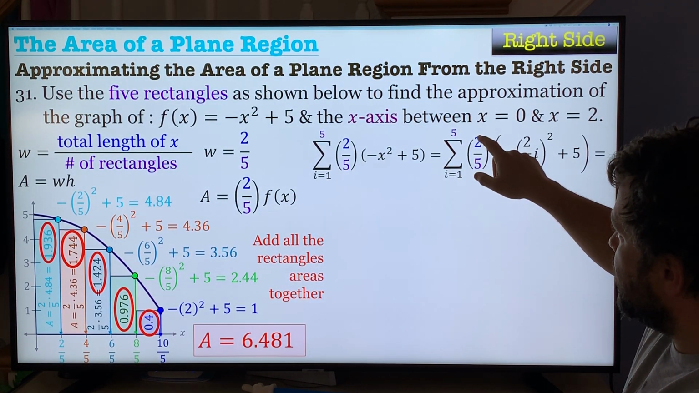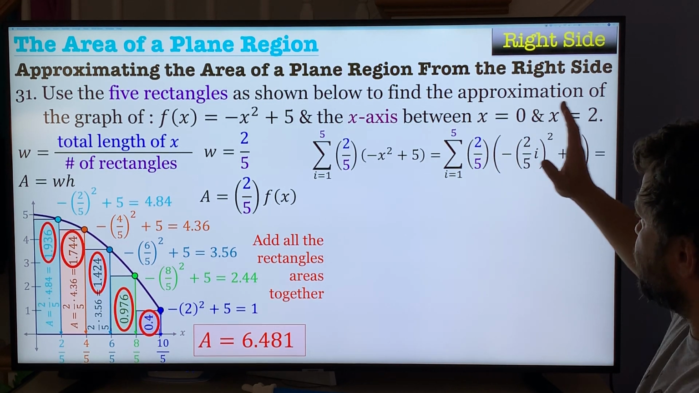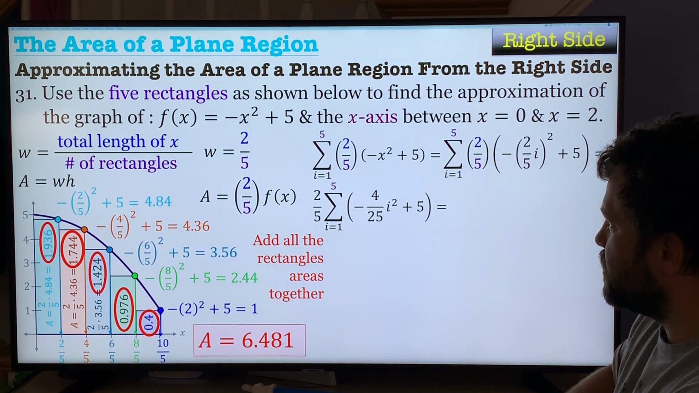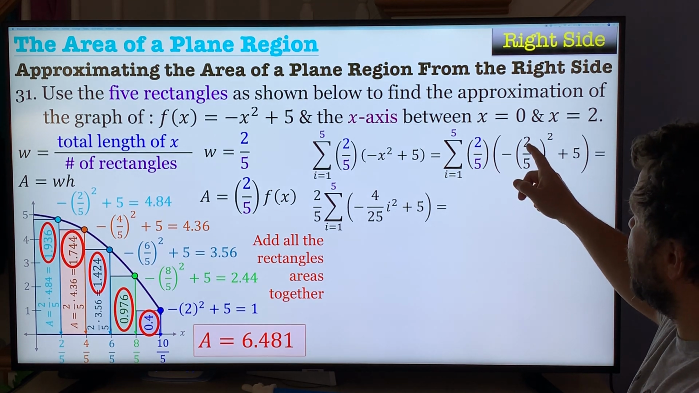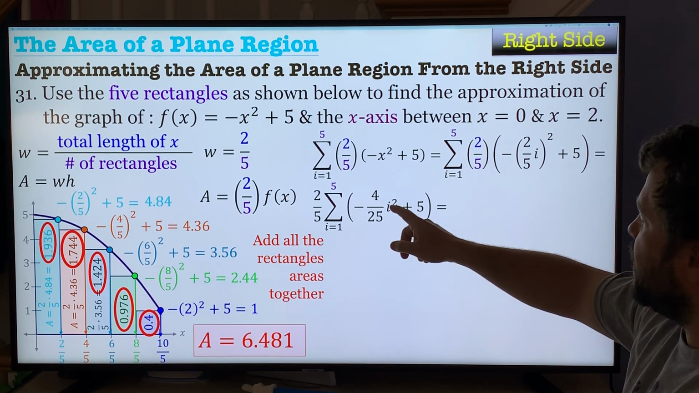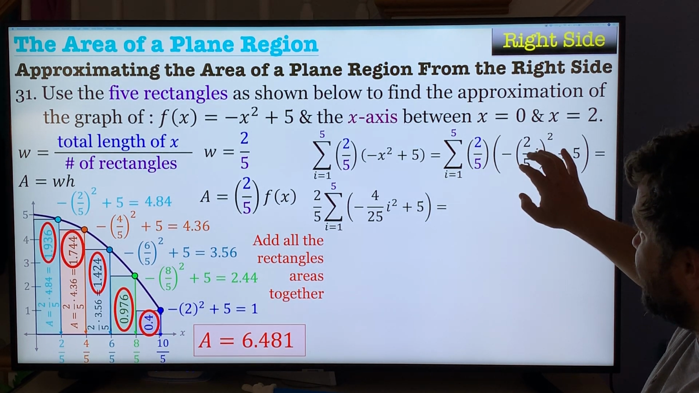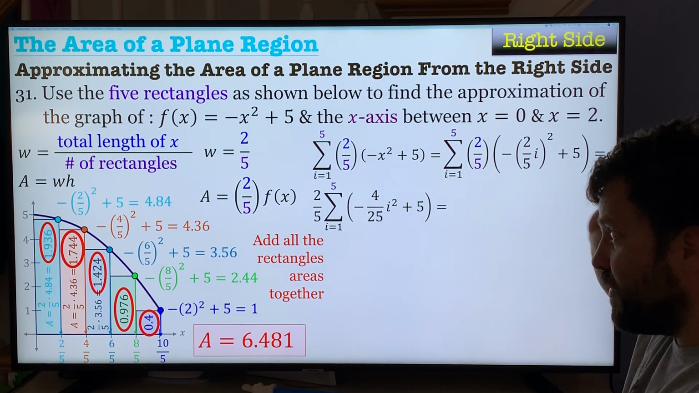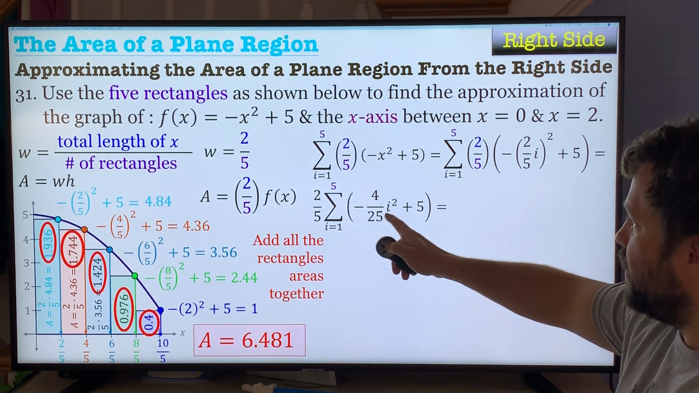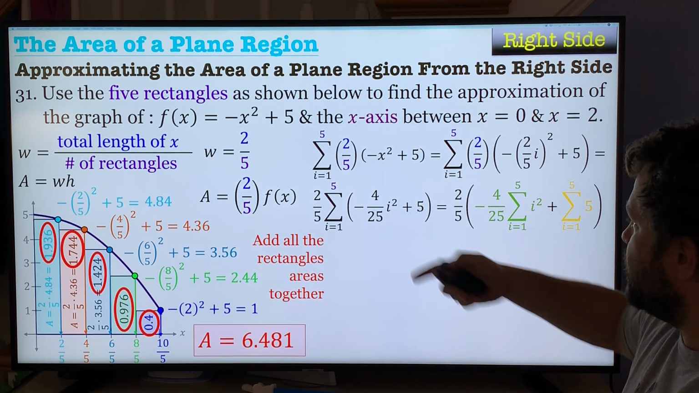So the width is always 2/5, and then this is how we find our heights. Take the 2/5 and drag it forward, because it's a constant. 2 squared is 4, 5 squared is 25, i squared is i squared. You have to square each one. You do not square the negative sign because it's outside of this, so the negative stays negative, plus 5. You remember how to solve this now? We split it up, right? You have two pieces here. Negative 4 over 25 summation of i squared, and summation of 5.